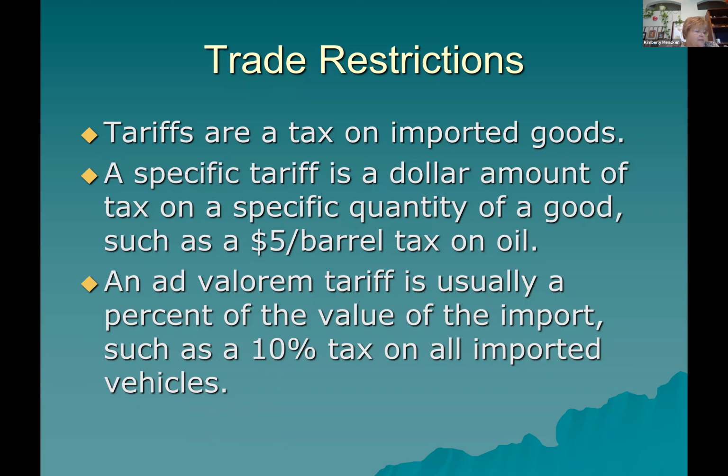We have two kinds of tariffs. Actually, there's plenty more, but the two we'll talk about are specific, which is a specific dollar amount on a specific quantity. So a specific tariff would be a $5 a barrel tax on oil. An ad valorem tax is a percent of the value. Value means the selling price. So if a Japanese car is selling in the United States for $50,000, we add a tax on it. They're going to have to increase the price to $55,000 to cover the 10% tax. Okay. So we're going to look at a specific tariff in our example.